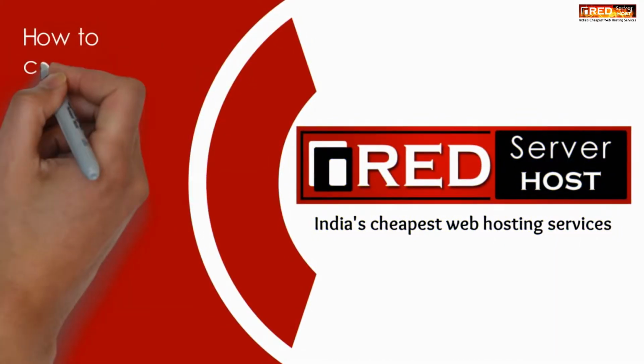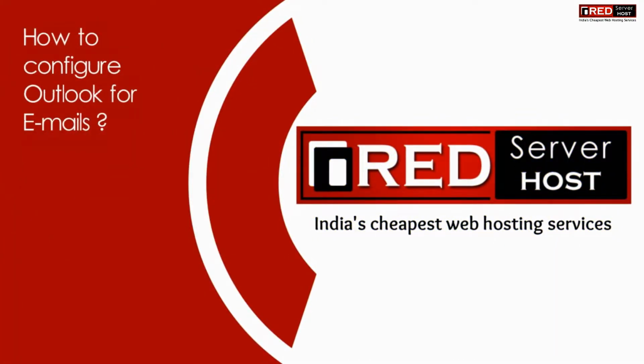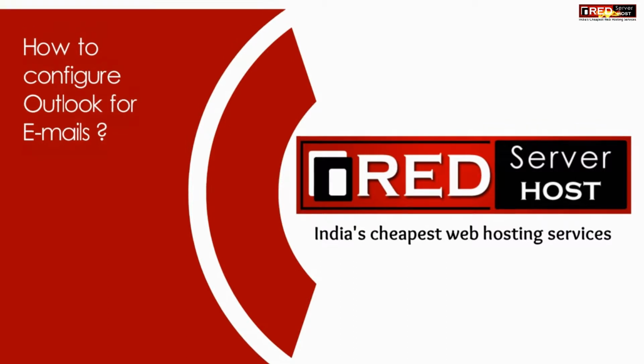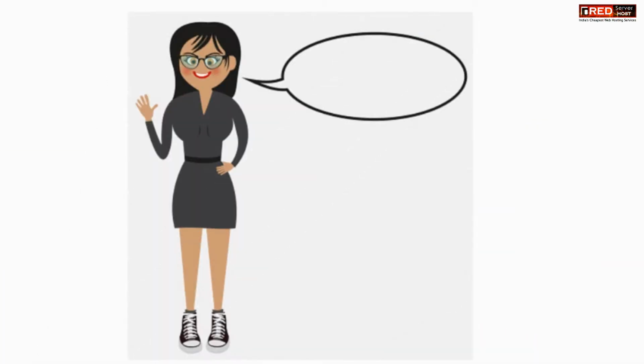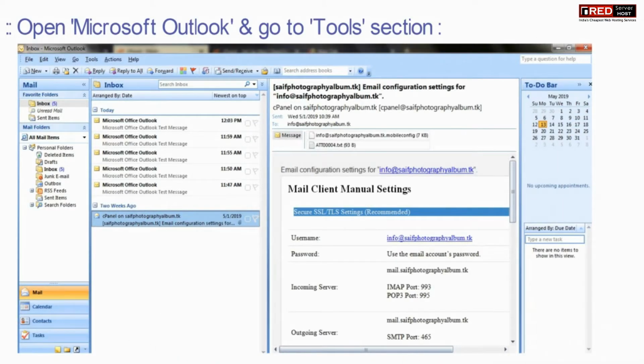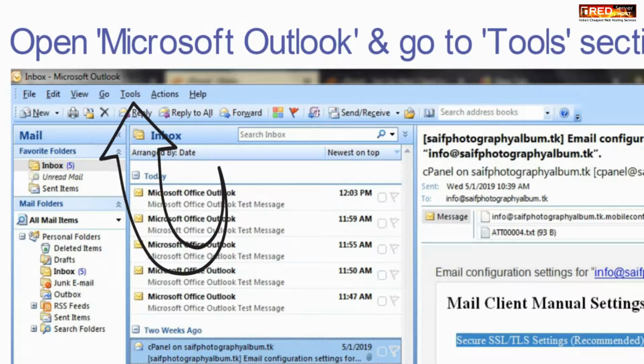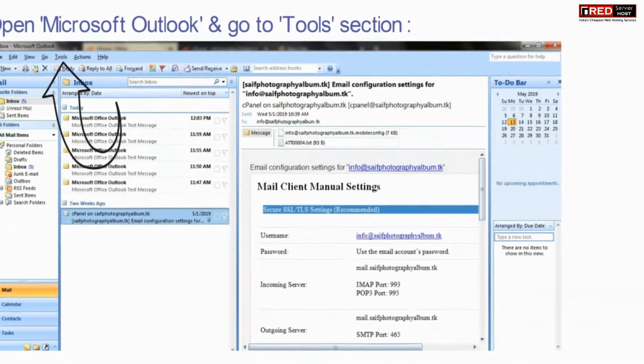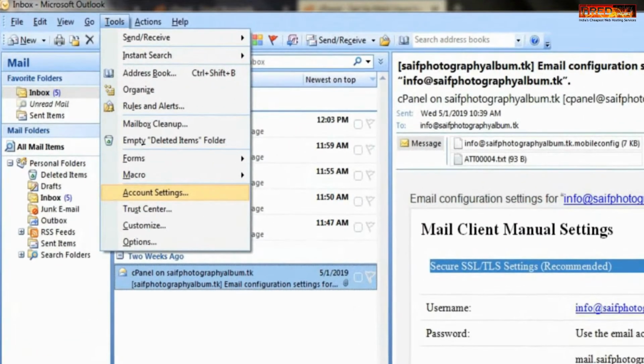Today in this video we will learn about how to configure Outlook for emails. Open Microsoft Outlook and then go to Tools section. Now go to Account Settings section.